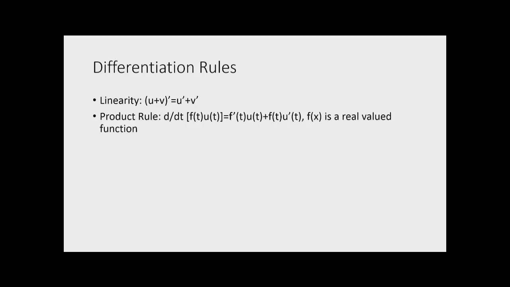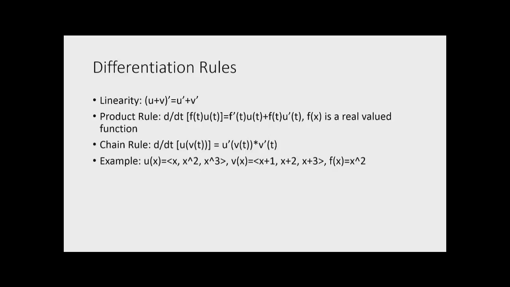If we have a real valued function f of x and a vector function u of t, then the derivative of the product of the two functions is f prime of t times u of t plus f of t times u prime of t. The chain rule is similar. We have a real valued function v of t, then the derivative of u of v of t is u prime of v of t multiplied by v prime of t.